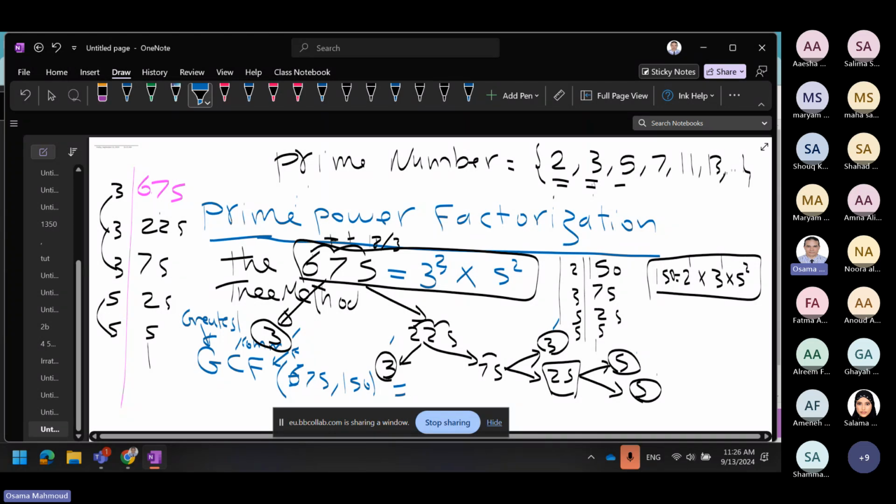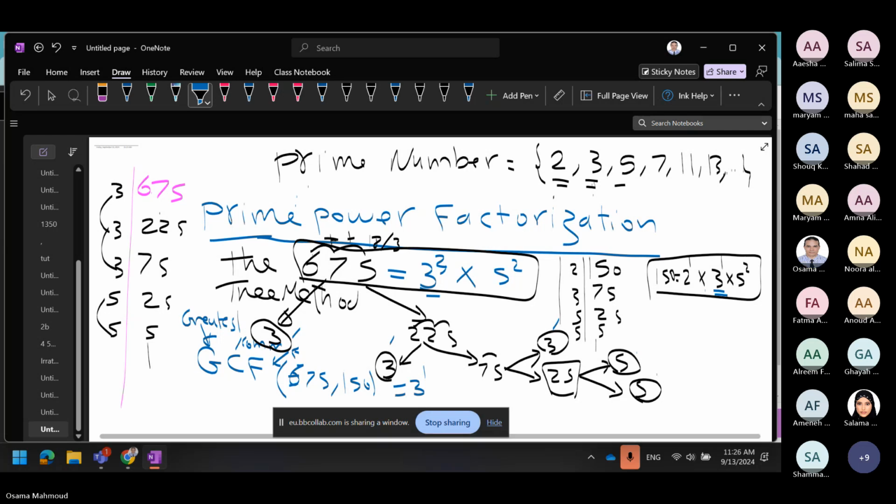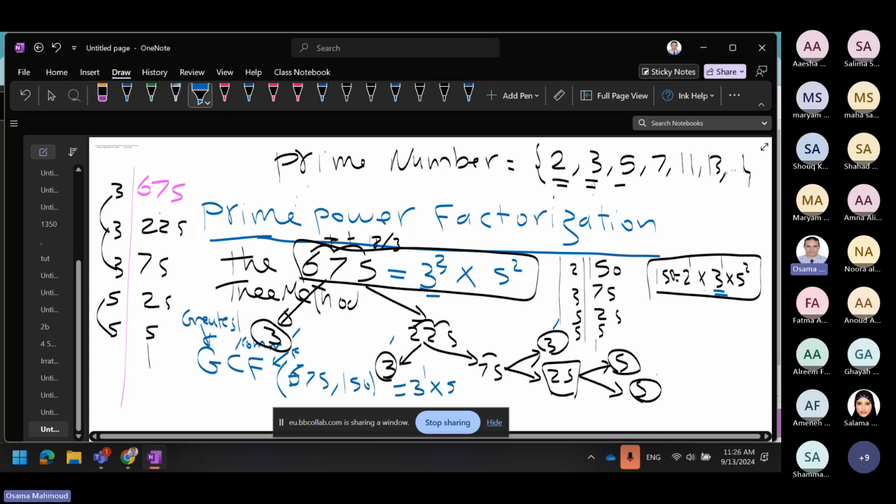2 is not in 675, so it is not common, but 3 is a common base. But in the GCF, I take the lowest power. So I will take this one from here. And 5 to the power 2, 5 to the power 2, both of them are the same. So I have 5 to the power 2, right? So the greatest common factor will be 75, right?